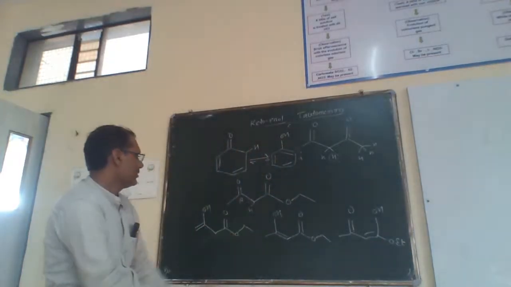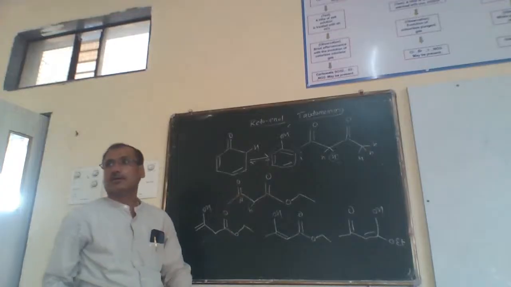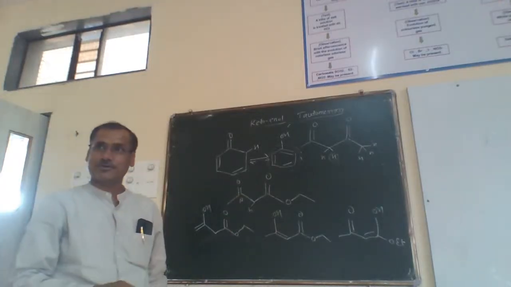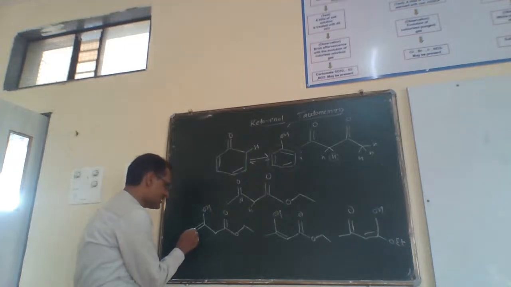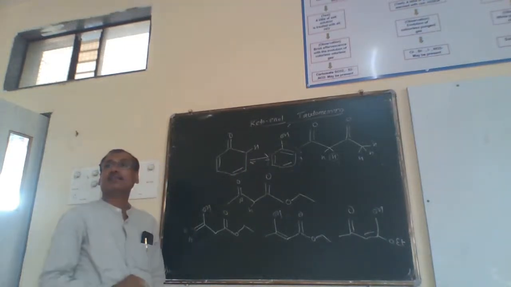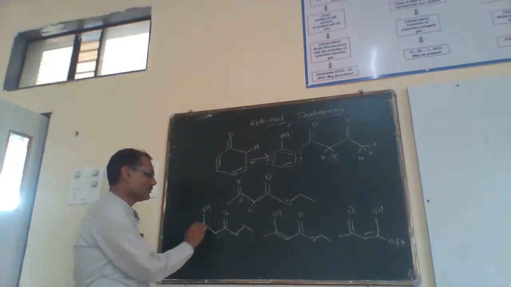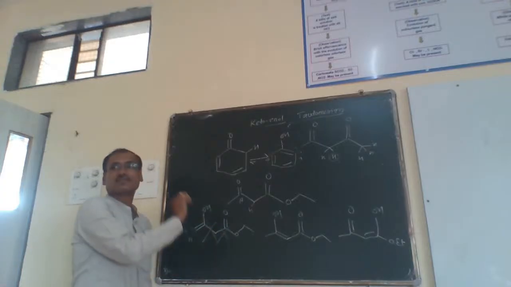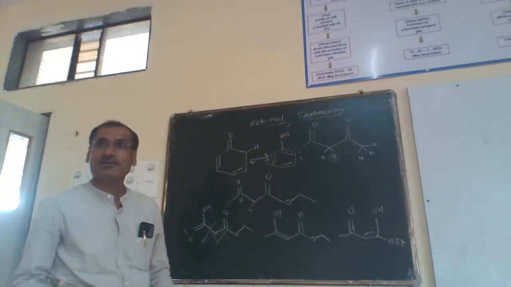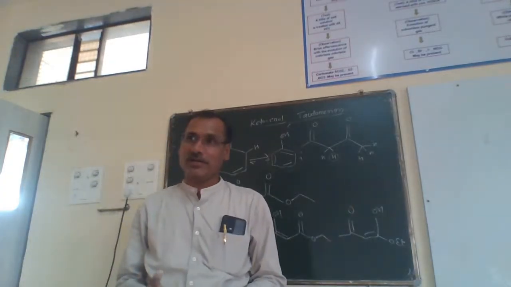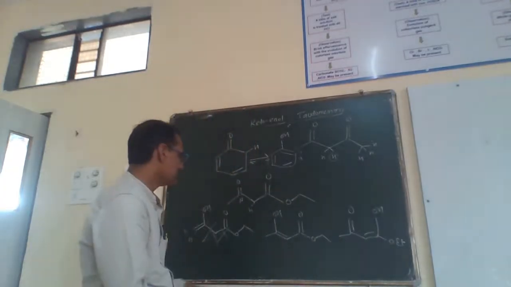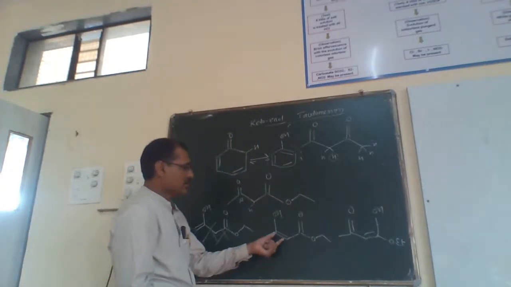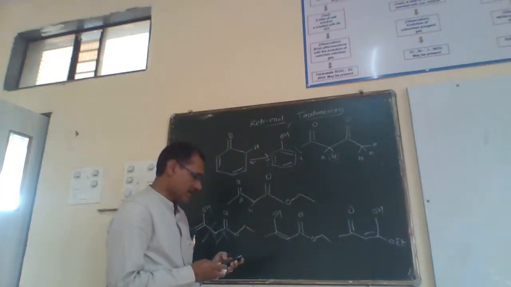Okay. Now apply the factors which I have taught you. 4 factors. Substitution. This is least substituted, so this is not the stable enolate. What is the question? Identify the most stable enolate out of it. Okay. Second one is this one. This is more substituted.